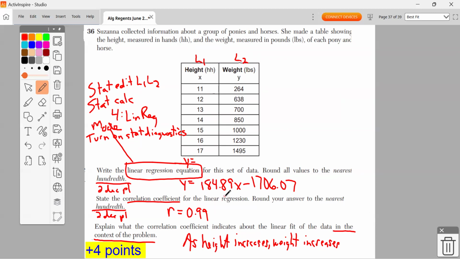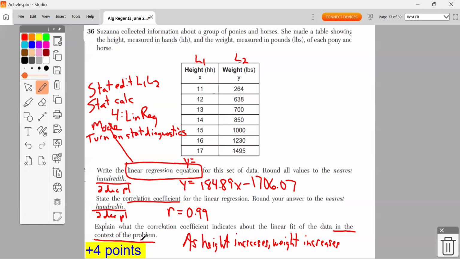So y equals 184.89x minus 1706.07. It did say round your answer to the nearest hundredth. That's 2 decimal places. You have to have your y equals because it says an equation. Then in the second part, state the correlation coefficient. That's your R value and round to the nearest hundredth, 2 decimal places. That's R equals 0.99.